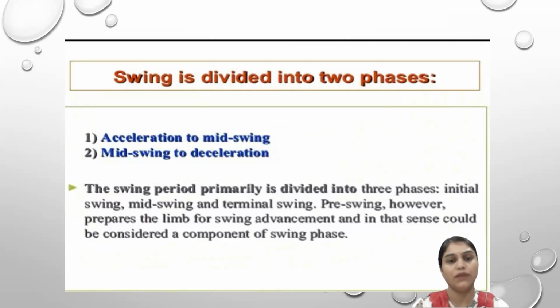The swing period primarily is divided into three phases, initial swing, mid-swing, and terminal swing. Pre-swing, however, prepares the limb for swing advancement and in that sense could be considered a component of swing phase.